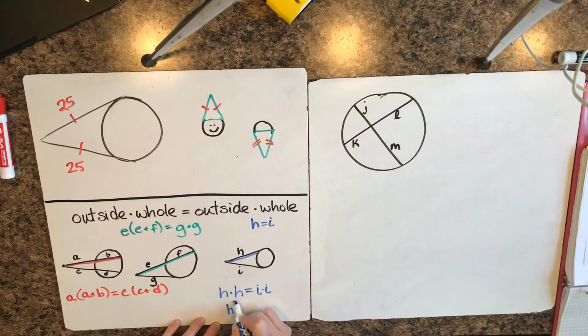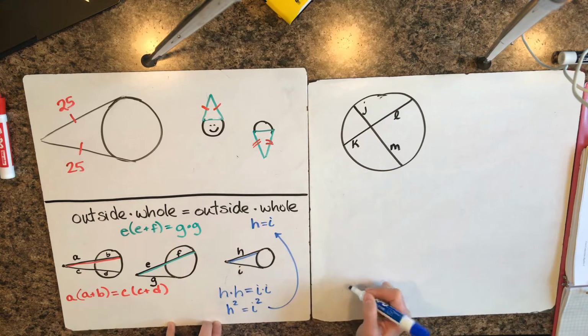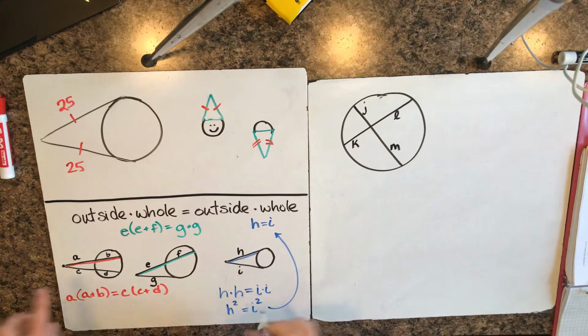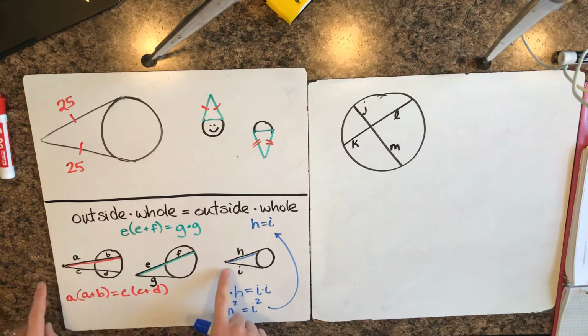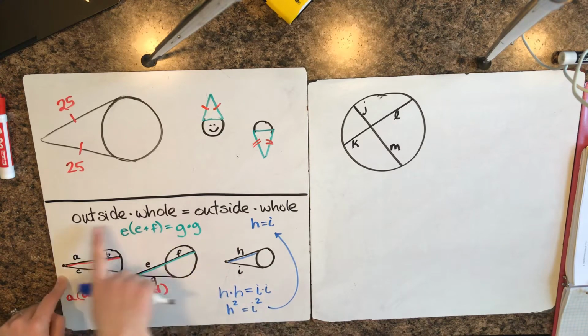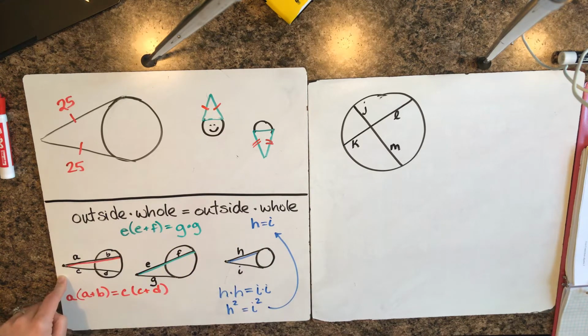H squared equals I squared. If you take the square root of both sides, you just end up with this anyway. So that's kind of a complicated way to do it, but if you just want to focus on one formula for all segments, when they meet outside the circle, this is the one you should focus on.